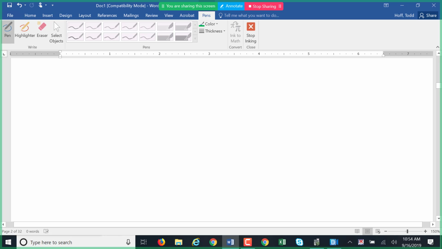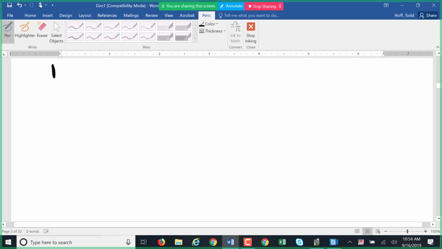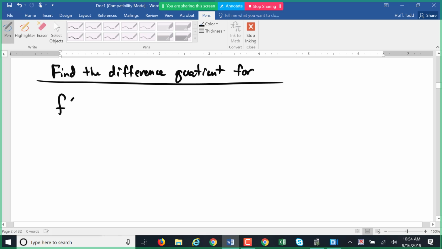I'm going to have you guys try a simple difference quotient here quick. So find the difference quotient for f of x equals 2x squared minus 5. I'll give you a couple minutes to find that.